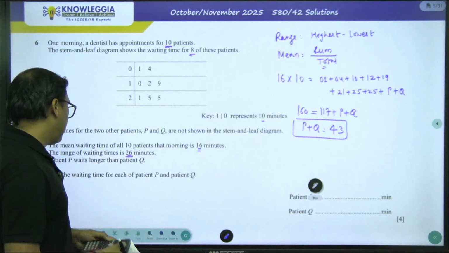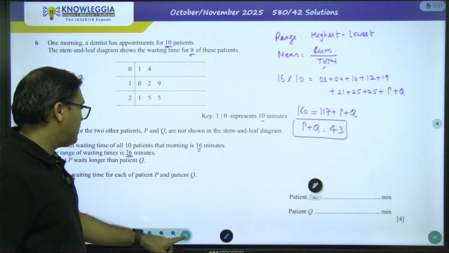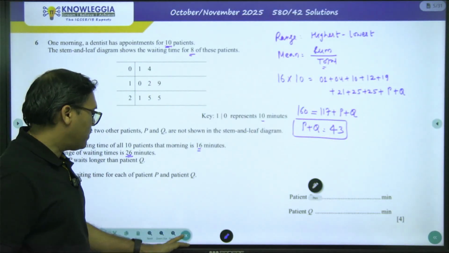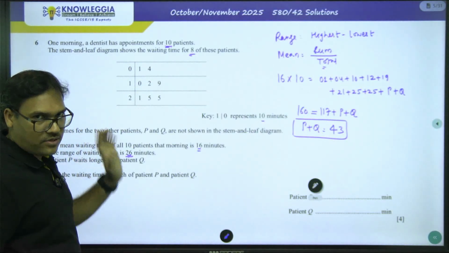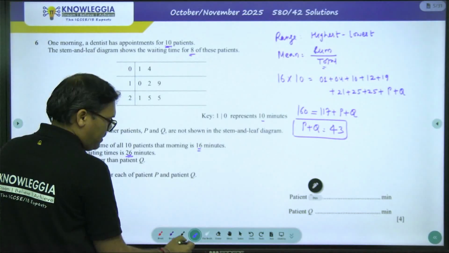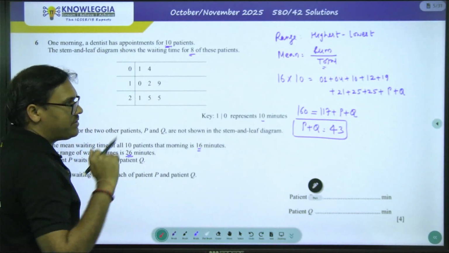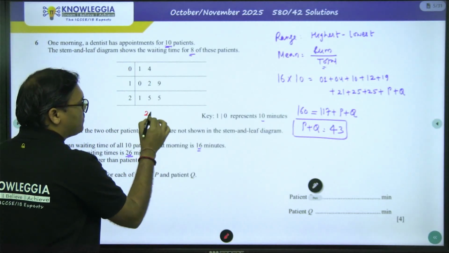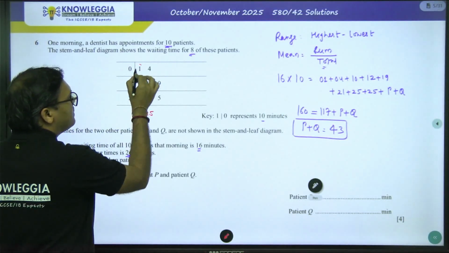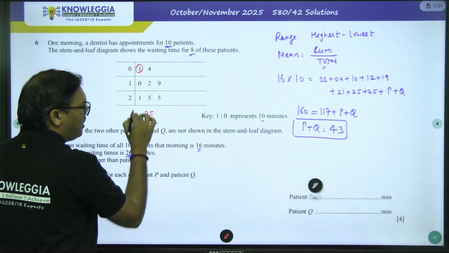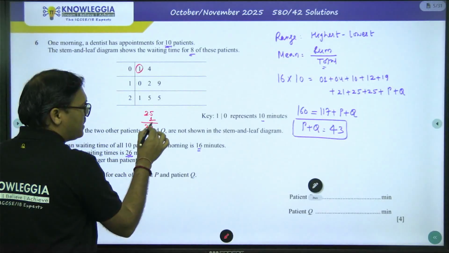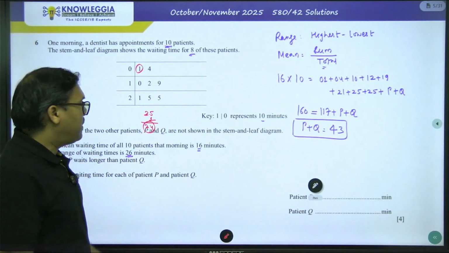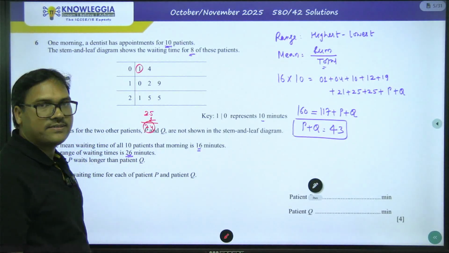Now the second thing is, the range of the waiting time is 26 minutes. Now what is the range? According to this data, you just observe, this is the data of 8 patients. What is the range? What is the highest? That is 25 minutes. And what is the lowest? This is 1 minute. So you can see, according to this, you are getting the range as 24, right? But we want the range to be equal to 26 minutes.